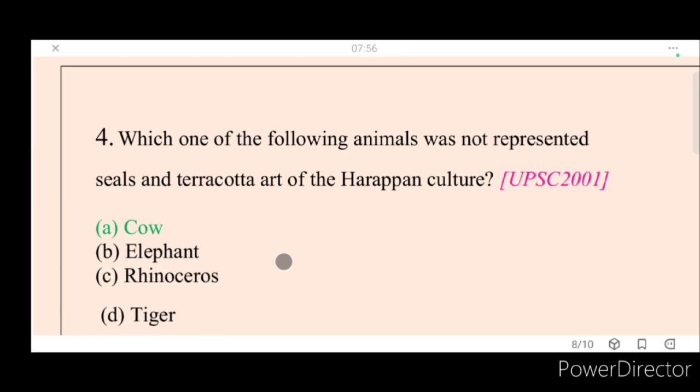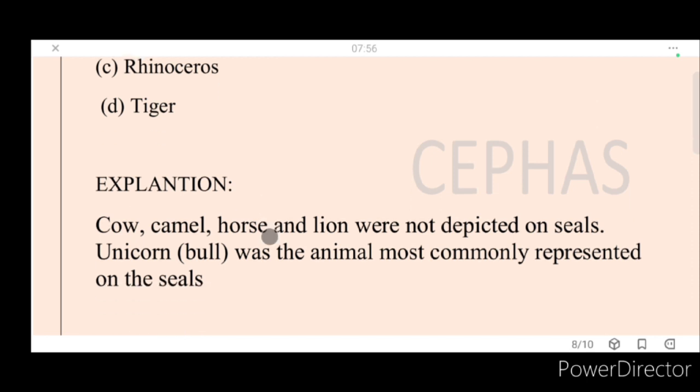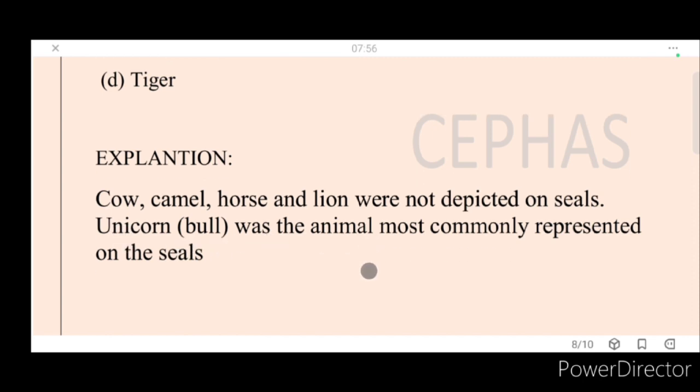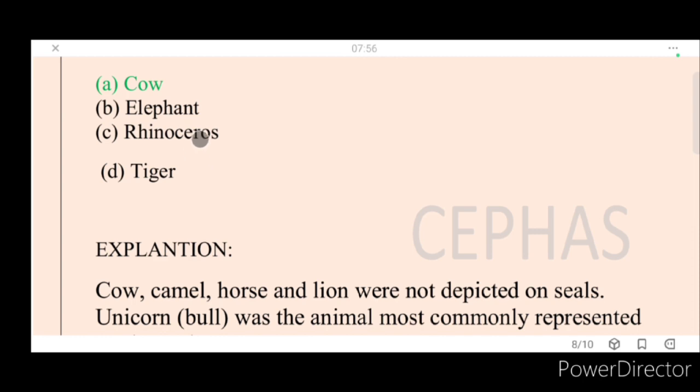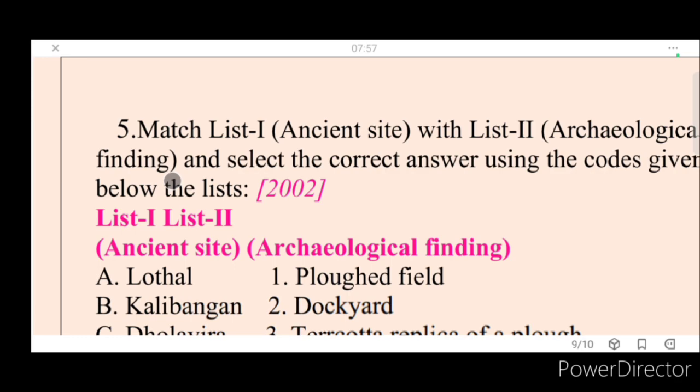Which of the following animals was not represented on seals and terracotta art of the Harappan culture? The animal is cow. Cow and camel, horse and lion were not depicted on seals. But you can see the horse remnants in Surkotada, and the unicorn bull was the animal most commonly represented on the seals. Remember this one. It was asked in UPSC 2001. Cow is not represented anywhere, but elephant is there on the seals, rhinoceros, tiger. Cow is not on the seals.